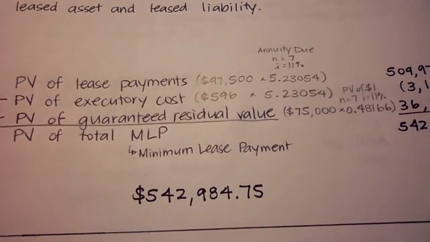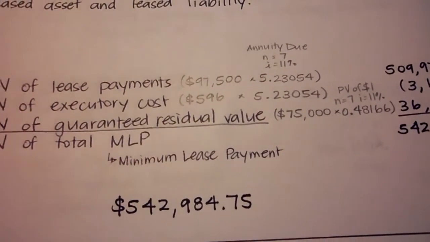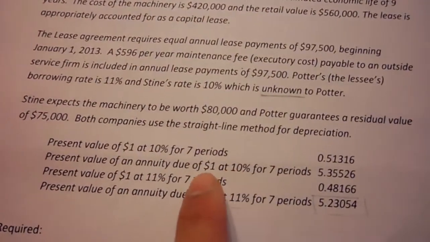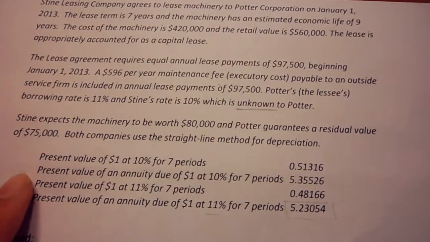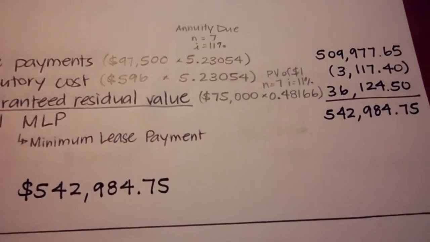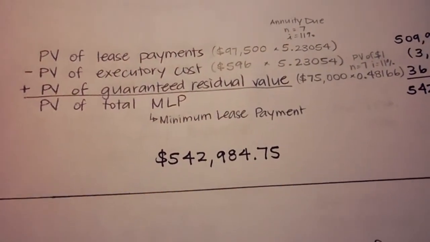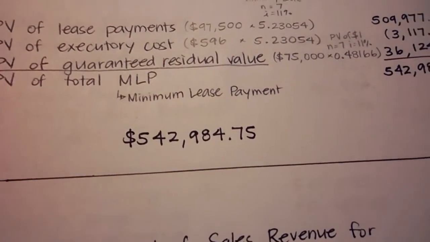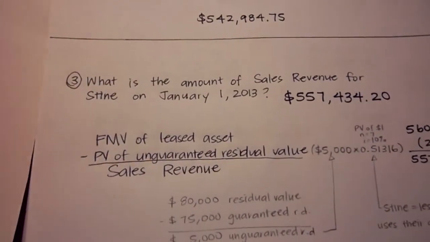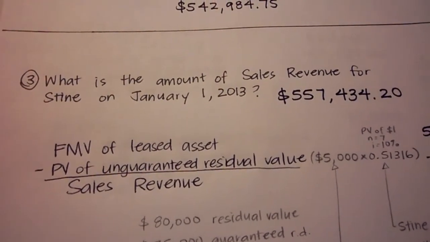And the same applies to executory costs. You use the annuity due factor, n equals 7 and i equals 11%. And for the guaranteed residual value, it was determined that Potter guarantees a residual value of $75,000. So here, again, Potter uses their own rate, but you use the present value of $1 for n equals 7, i equals 11%. And then you get the present value of the total minimum lease payments to be $542,984.75.